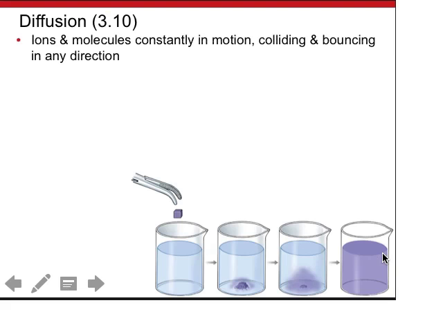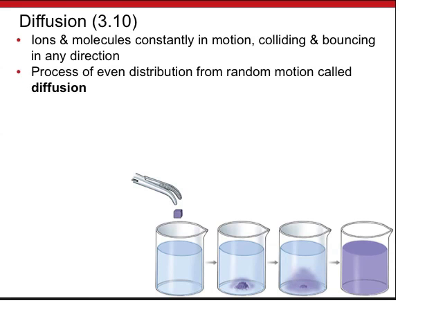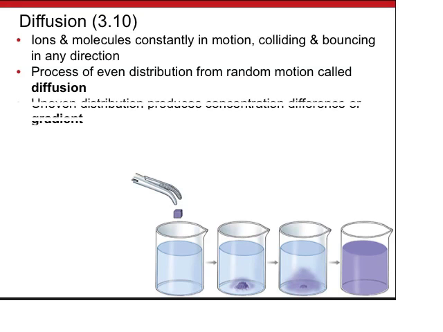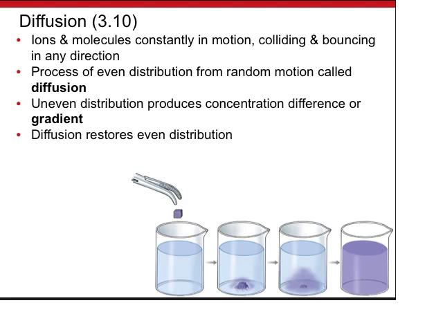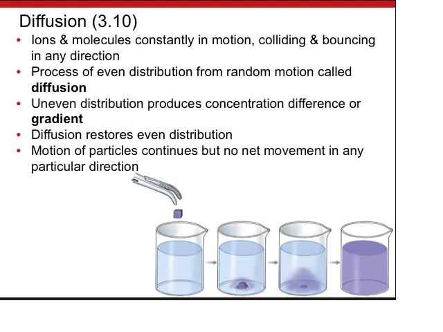In diffusion, ions and molecules are constantly moving and colliding and bouncing off each other and moving in a variety of different directions. The process of even distribution from this random movement is called diffusion. Uneven distribution produces a concentration gradient. Diffusion restores the even distribution of these substances throughout the medium, whether it be water or a gas. The motion of particles continues, but no net movement occurs.